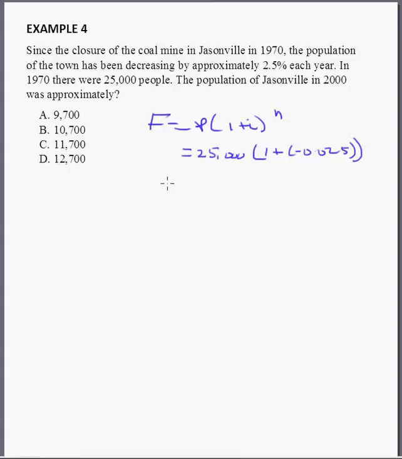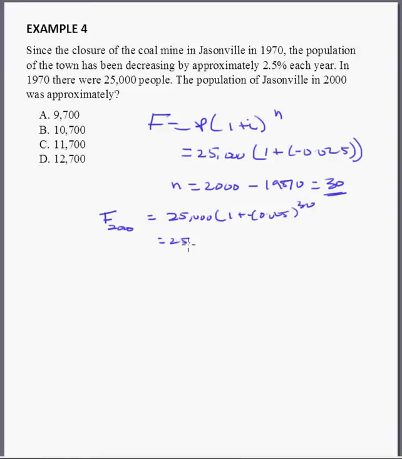So let's calculate our n first. Our n here is going to be equal to 2000, which is the year of interest, minus the year the whole thing started, which was 1970. So n is equal to 30 years. So the population, let's call it F at year 2000, will be equal to 25,000 times 1 plus negative 0.025 to the power 30, which is equal to 25,000 times 1 minus 0.025 to the power 30. I really want you to take a good look at this.